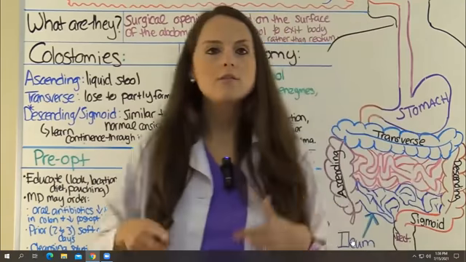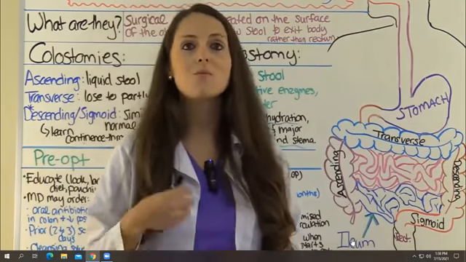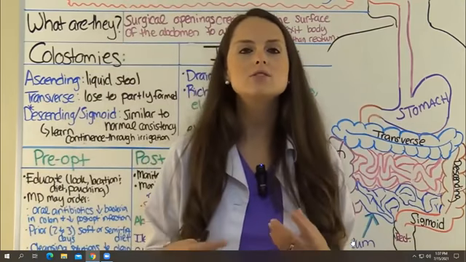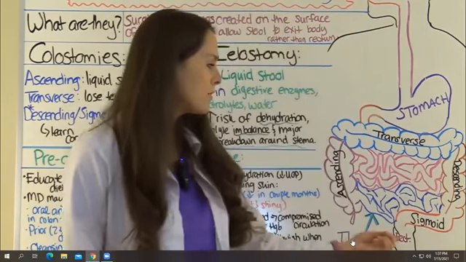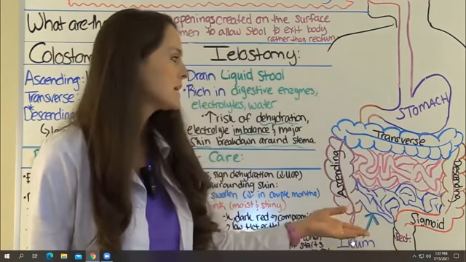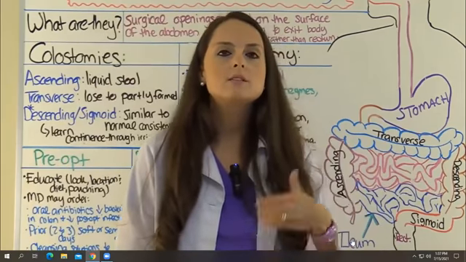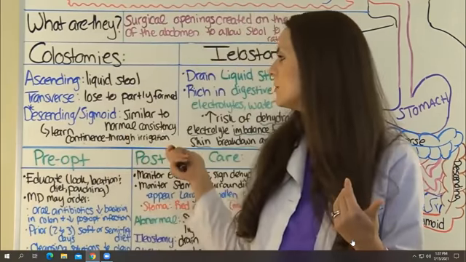Now, as it travels down through the descending into the sigmoid, a lot more water is being absorbed. And it's going to start looking similar to what the patient would expel normally through the rectum, through the anus. So you can expect it to look like a similar consistency to what it should look like normally.